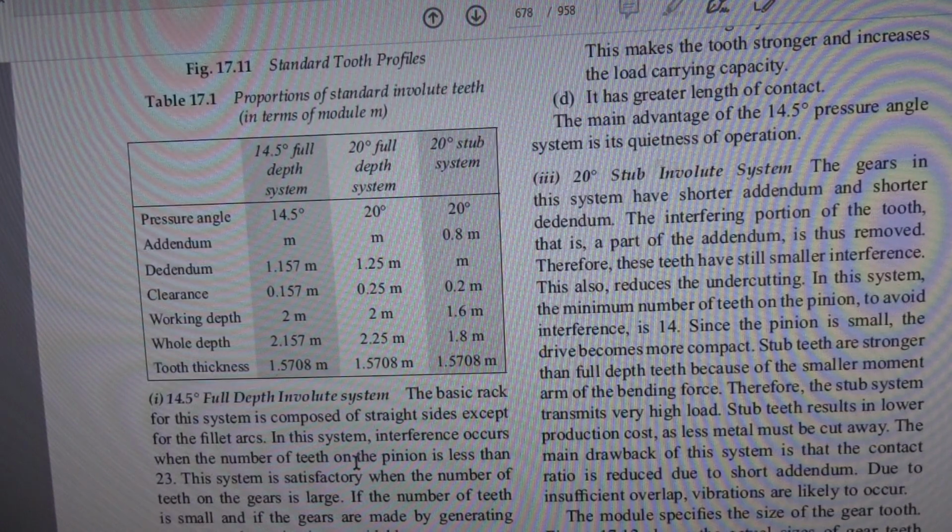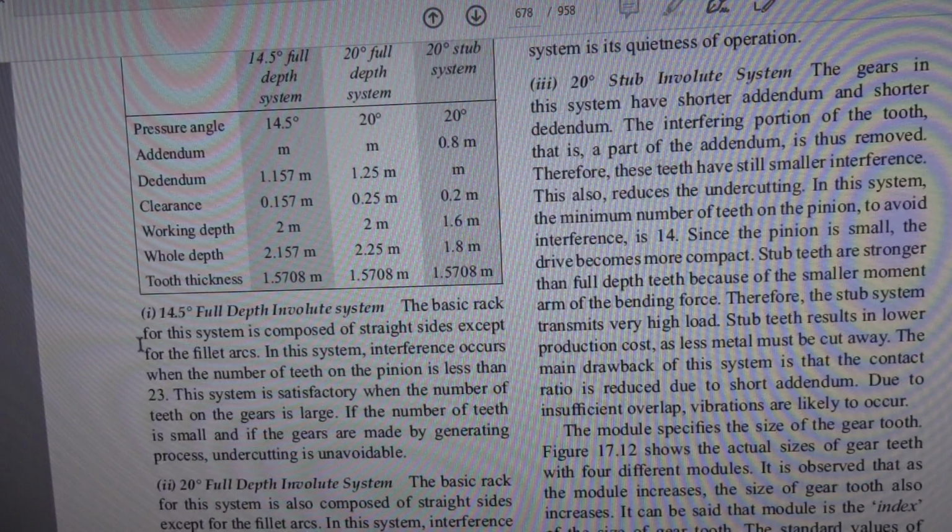Some points I am interested to provide information regarding the difference. What is the difference when we increase the pressure angle? So, the 14.5 degree full depth involute system. The basic rack of this system is composed of straight sides except for the fillet arc. In this system, interference occurs when the number of teeth on the pinion is less than 23.